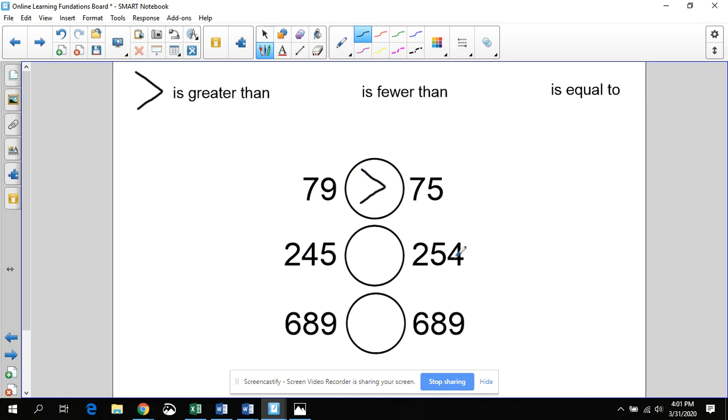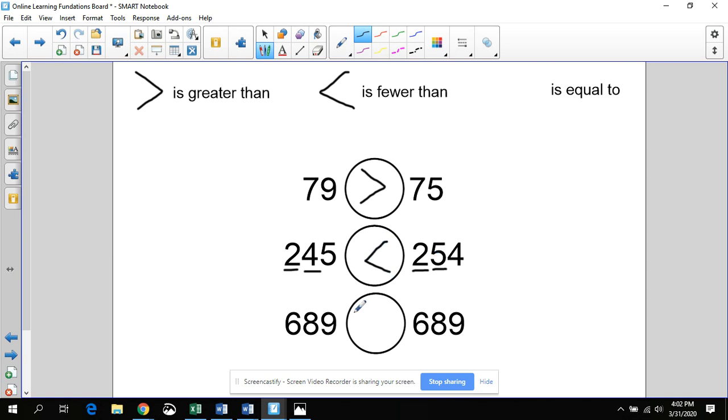If I'm reading left to right and the number on the left is fewer than the number on the right, I'm going to draw it the other way. Now, the reason I know that 245 is fewer than 254 is because I start from the left every time. Both of them have two hundreds. Hundreds are on the left and they're the biggest, so they matter the most. So I'm not done yet. But 245 has 4 tens, and 254 has 5 tens. 5 tens is more than 4 tens, so I know that 245 is fewer than 254, so I draw it the other way.